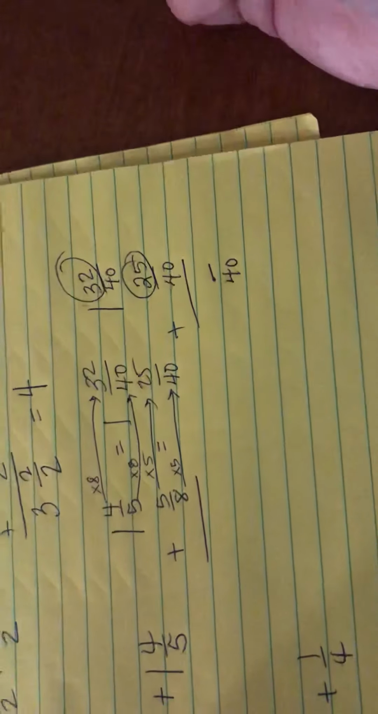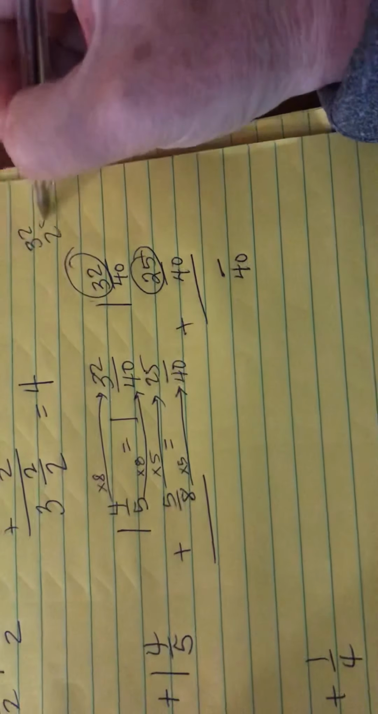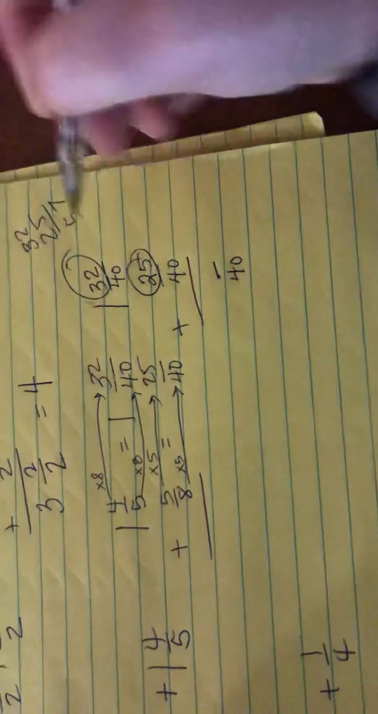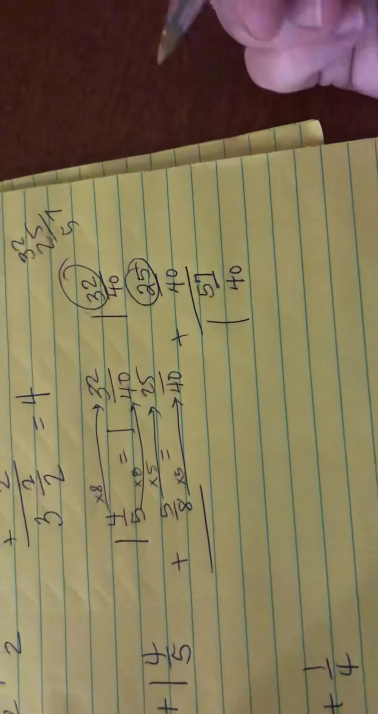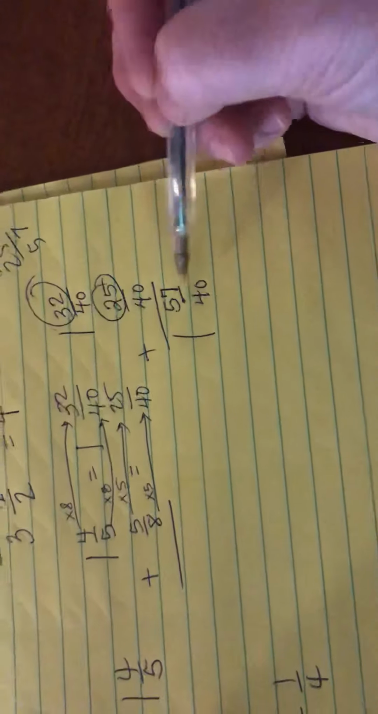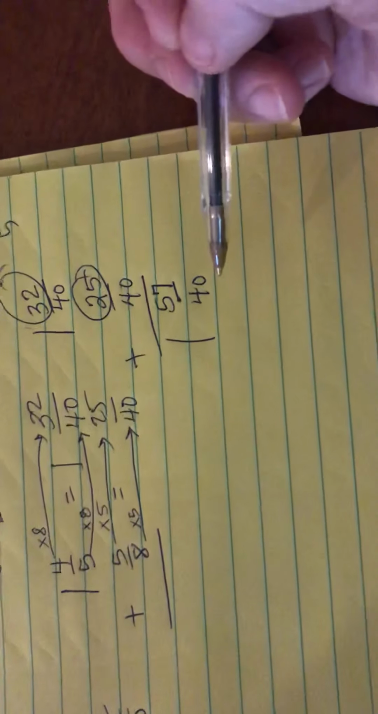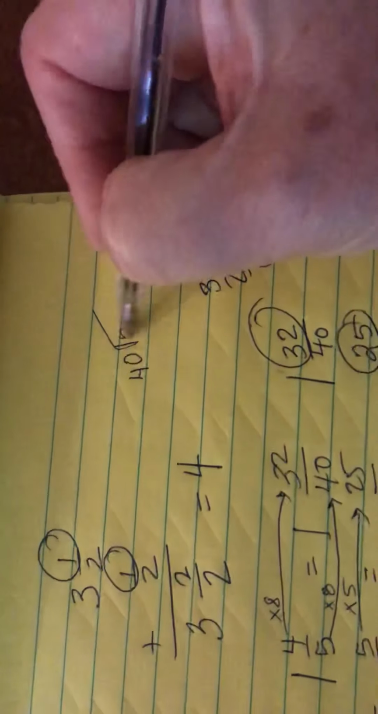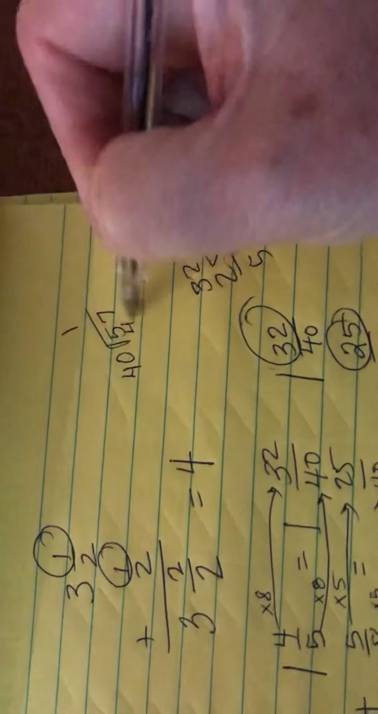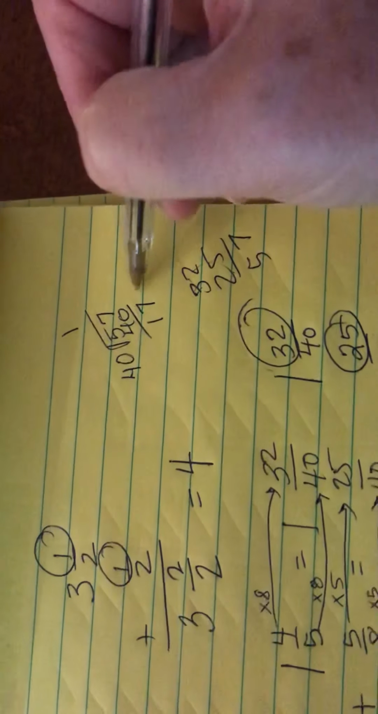Then you've got to add those together. 32 and 25 make 57. 1 doesn't have anything, so it just comes along, 1. Now, 57 is bigger than 40, so you've got to fix that. Think about it this way. 40 will go into 57 one whole time with 17 leftovers.